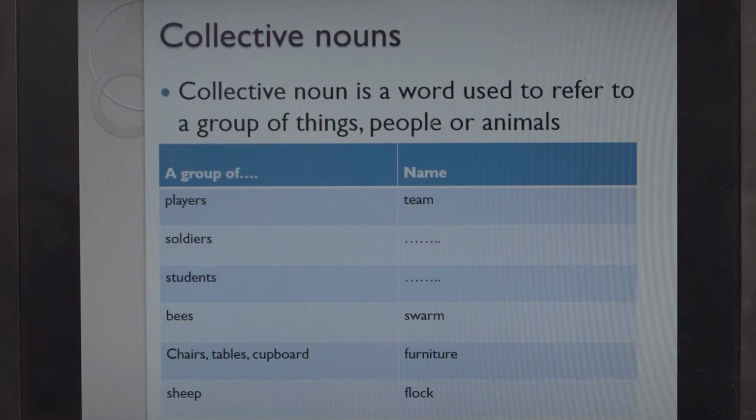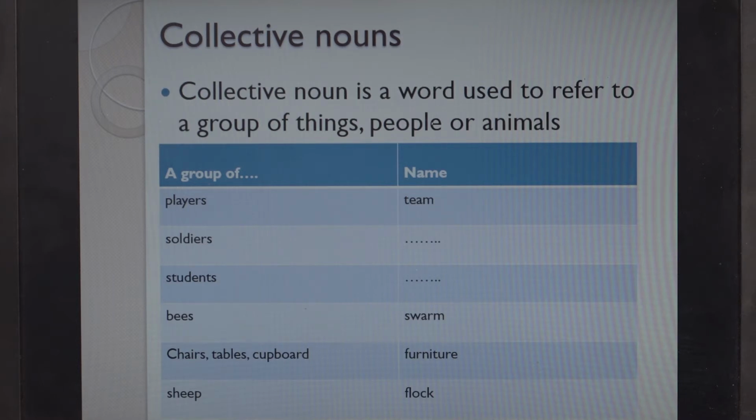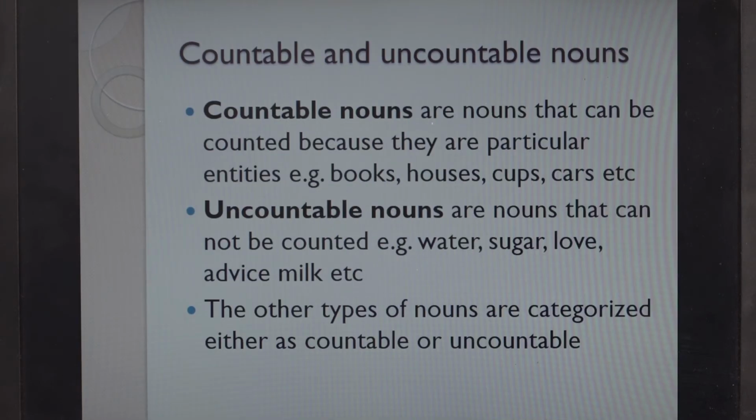And then we have another type of nouns that is collective nouns. A collective noun is a word used to refer to a group of things, people, or animals. For example, a group of players is called a team. A group of soldiers is, can you guess the answer? It is an army. A group of students is a class. A group of bees is a swarm. And the list continues because there are many collective nouns.